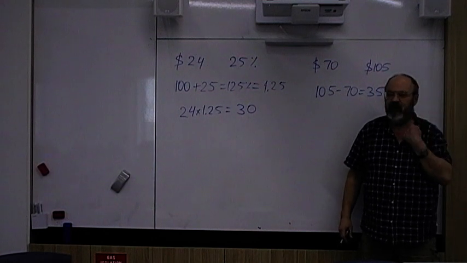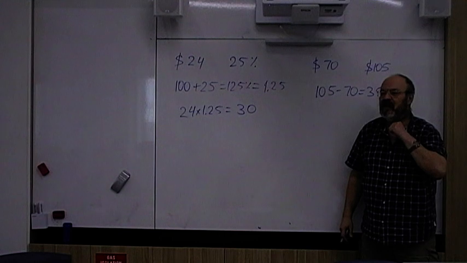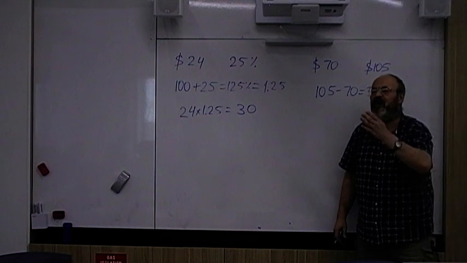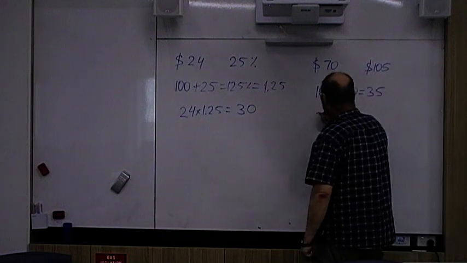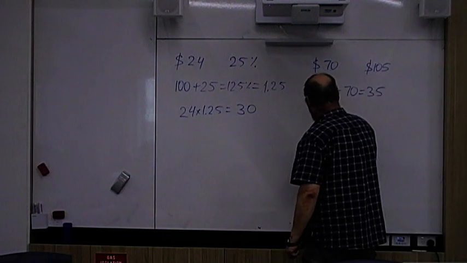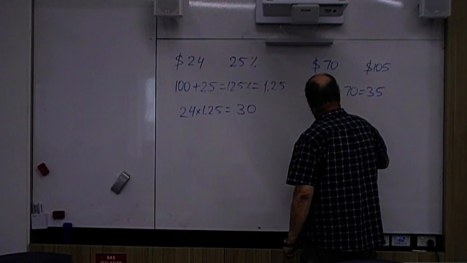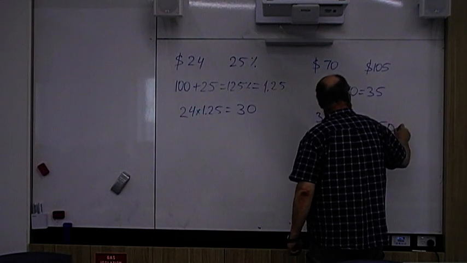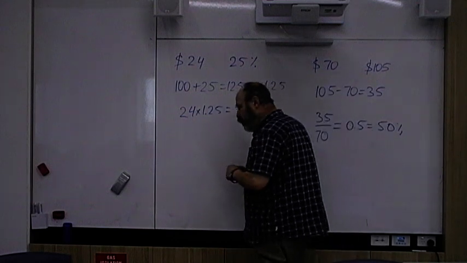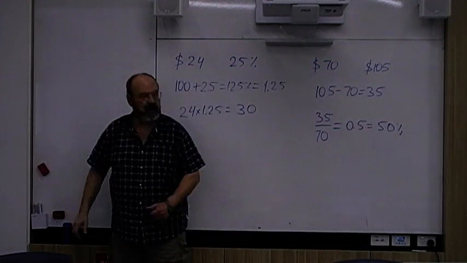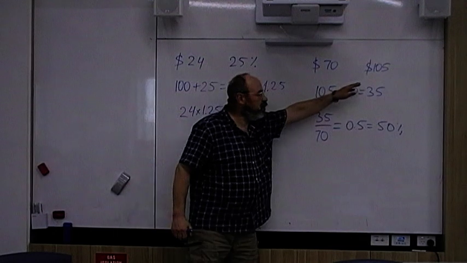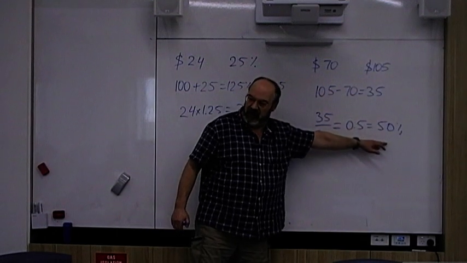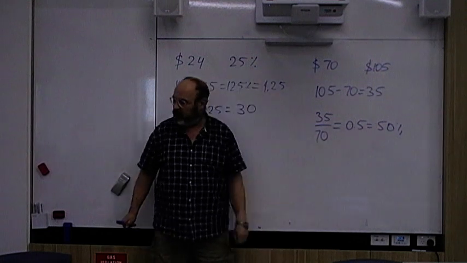Divide by 70. Why by 70? We always divide by the original. So 35 divided by 70 equals 0.5, or 50%. So if you purchase something for $70 and you're selling it for $105, you marked it up by 50%. Make sense?